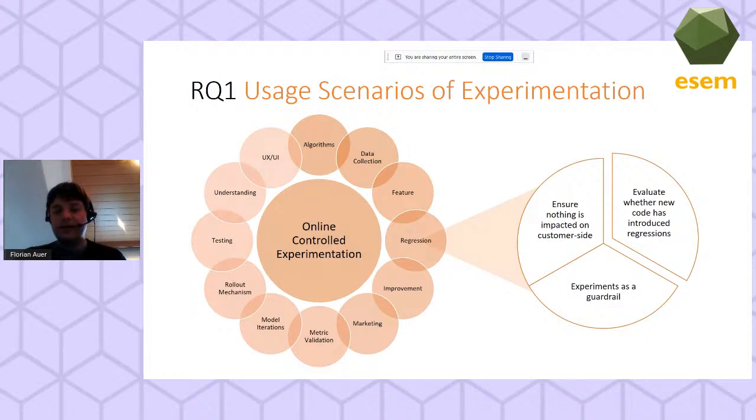We analyzed the answers and categorized them into 12 usage scenarios. They demonstrate the many usage contexts and scenarios in which experiments are used in practice by experts. For instance, regression that includes the scenarios of ensuring that nothing impacted on the customer side, evaluate whether new code has introduced regression, and experiments as a guardrail.